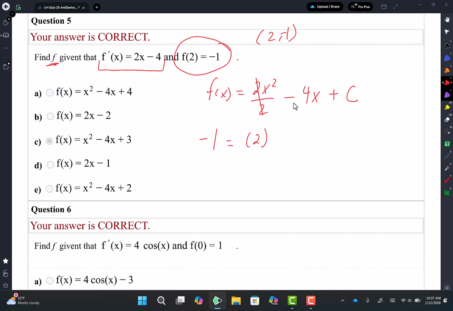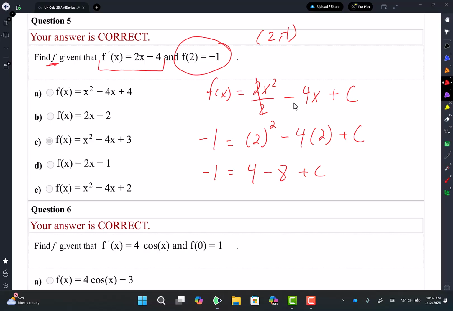Okay, 2 squared minus 4 times 2 plus c. Have I tricked anyone? All right, here we go. Negative 1 equals 2 squared, which is 4. 4 times 2 is 8, plus c. Now it just turns to algebra. We're no longer doing calculus.